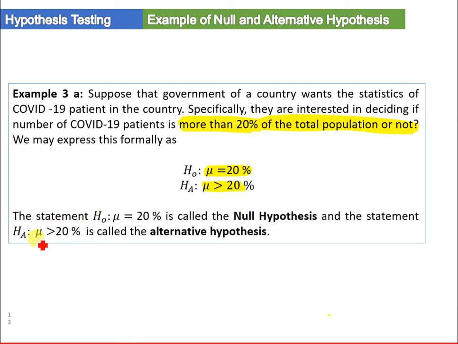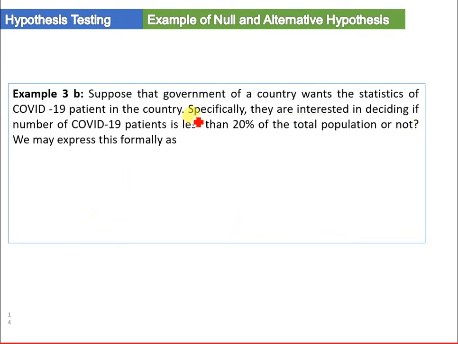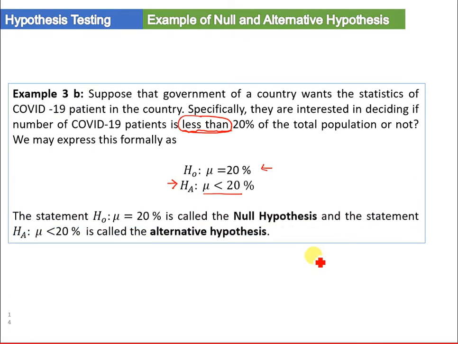Okay, so we used greater than. Similarly, if I change the word to less than 20%, then the alternative hypothesis will become less than 20%. The null hypothesis remains the same. So this is what I am talking about: you need to identify such words to get your alternative hypothesis.